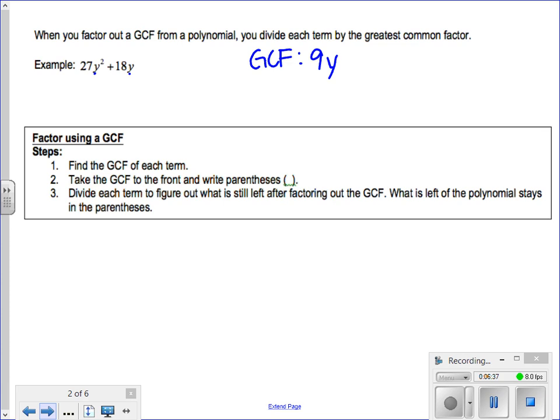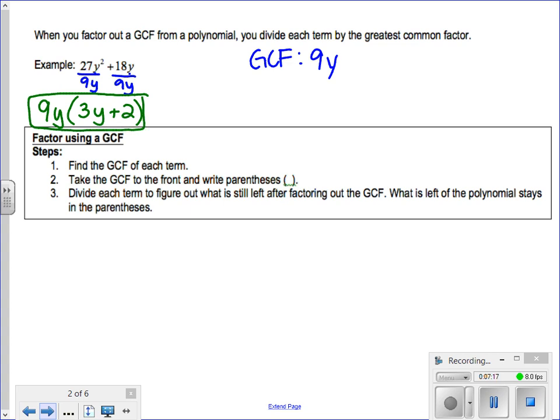Now what I'm going to do is divide 9y out of both of these terms. That's how I'm going to figure out the factored form. Now when I divide 27y squared by 9y, I get 3y. And when I divide 18y by 9y, I get plus 2. Now to get fully factored form, we take what's left after I divide and stick the GCF in front. That's my final, what we call factored form.